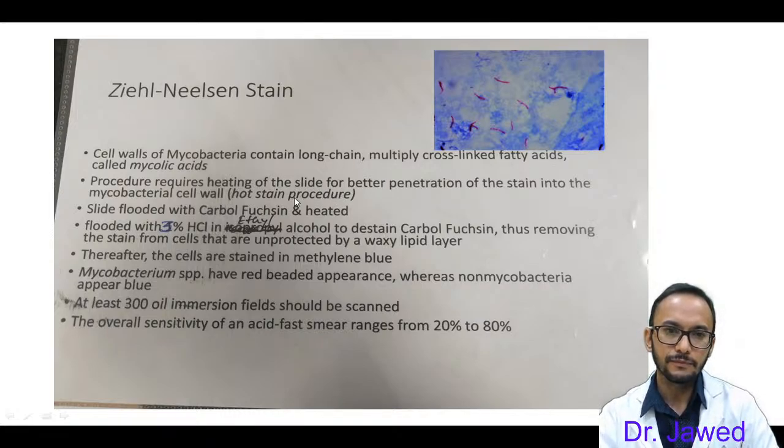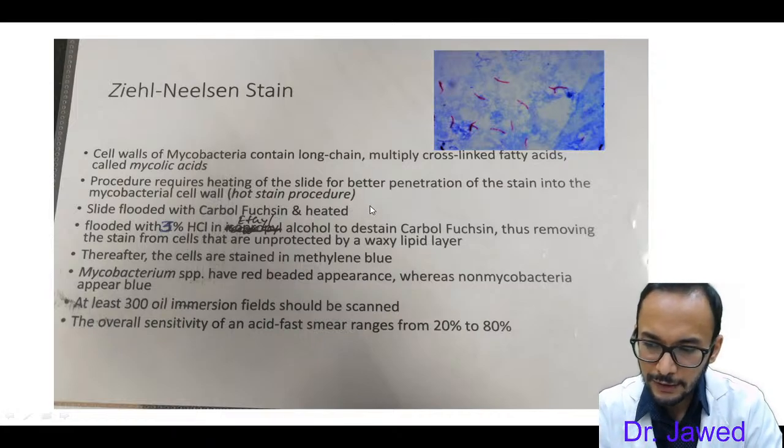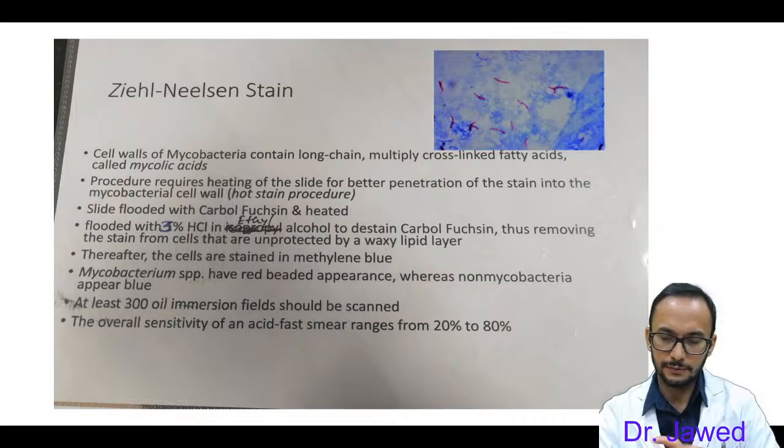So how do we prepare this? First of all, we prepare a smear from the organism. Basically, it should be done in a biosafety cabinet because it will be aerosolized and infective to us. Whenever making the smear, we should always make it in a biosafety cabinet because it is highly pathogenic.